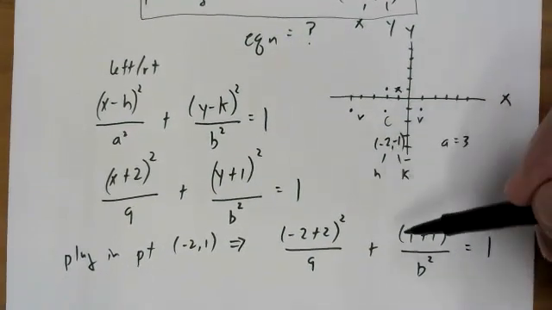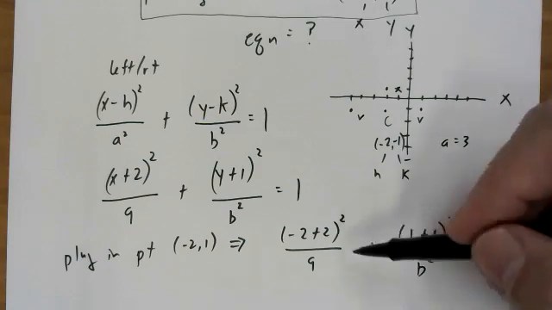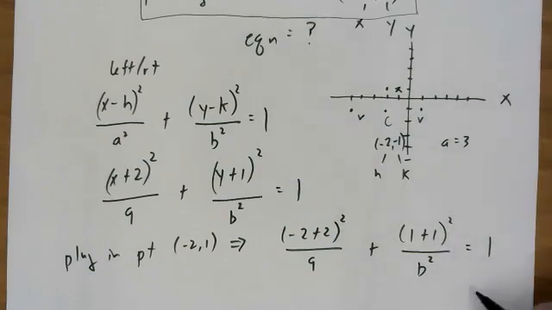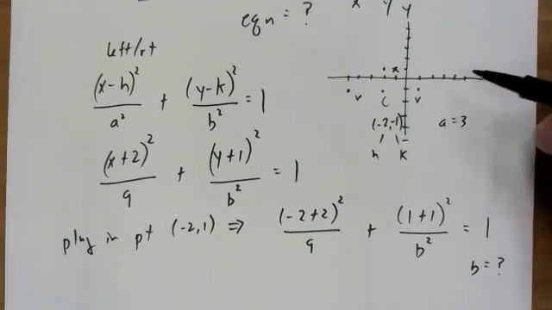So you can see, it looks a little messy because you have fractions here, but you can see there's an equation with only one variable. So we can actually solve this for b. At this point now, the goal is to solve this for b. And once we do that, then we can plug it back into our ellipse equation and we should be done. So let's solve this for b.